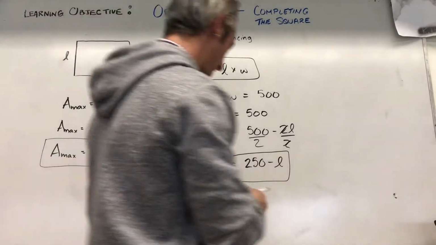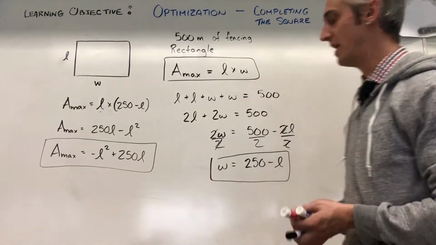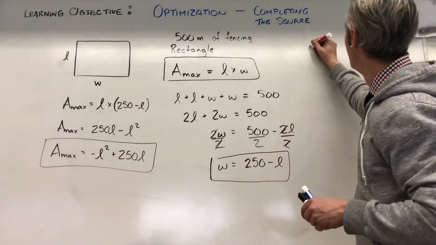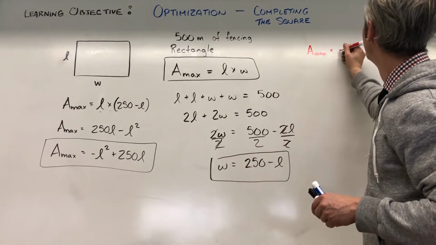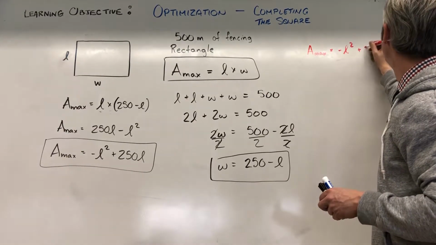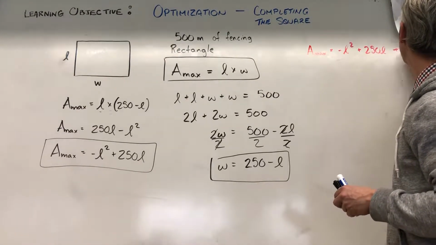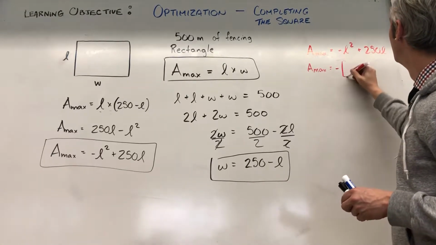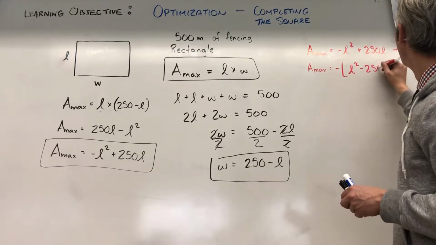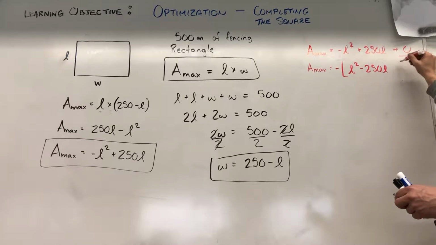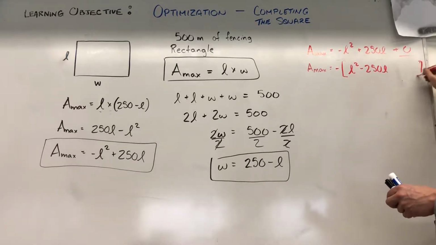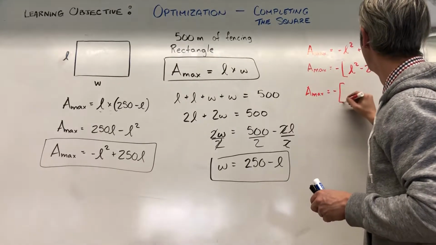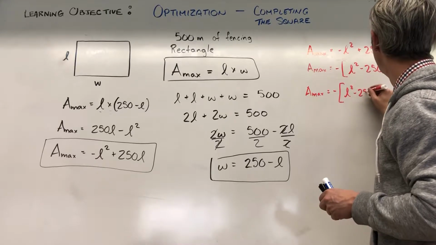And now I can complete the square on this to figure out my max area and the dimensions of my length that give me that area. So I got A max is equal to negative L squared plus 250L plus 0. So forget about the 0. A max, I don't like negative, so I'm going to pull out the negative. L squared minus 250L. Okay? Close that up. A max is equal to negative L squared minus 250L.